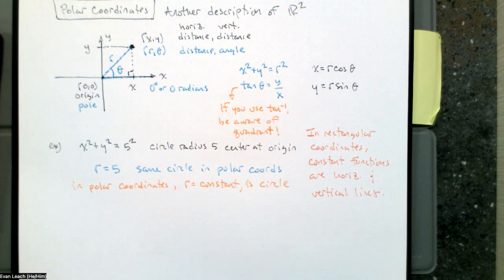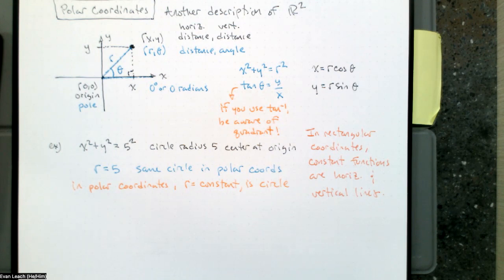Like y equals a constant, it's a horizontal line where y is 5. X equals a constant is a vertical line. I said 5 and constant before. I'll edit that out. Actually, I won't edit that out at all. I like to leave the mistakes in.